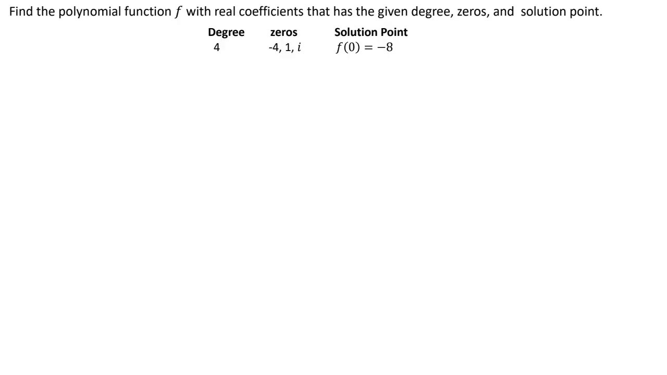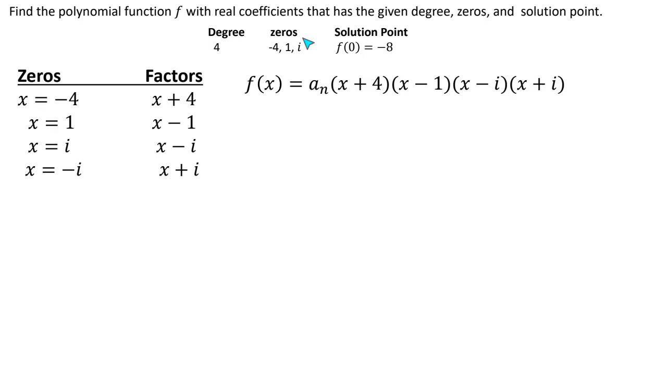Now, the next example is writing the polynomial given this information. So we know it's a degree 4. We have 3 zeros here, and then we have a solution point. Since it's degree 4, I'm missing a 0. So remember that if you have a complex 0, the conjugate is also a 0. So my zeros are x equals -4, x equals 1, x equals i, and x equals -i.